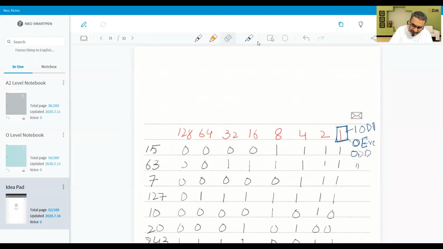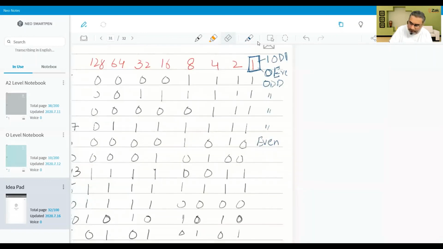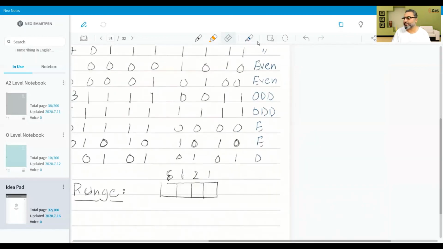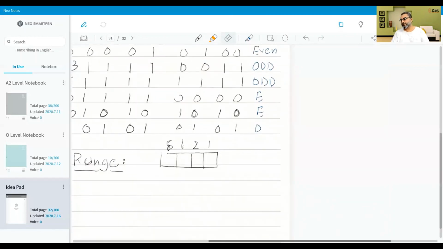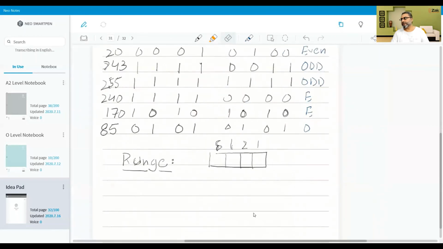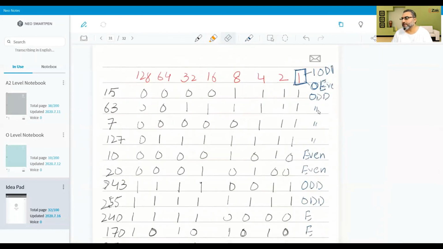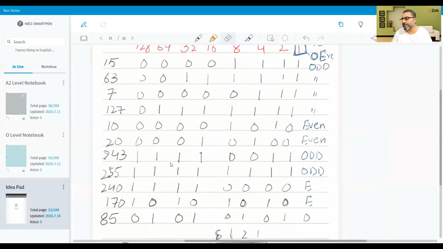This is odd number, this is odd number, this is odd number, this is even number. This is even number. This is odd. This is odd. This is even. This is even. This is odd. You can check. So 15 is odd, 63 is odd, 7 is odd, 127 is odd, 10 is even, 20 is even. Similarly, 243 is odd, 255 is odd, 240 is even, 170 is even, 85 is odd.